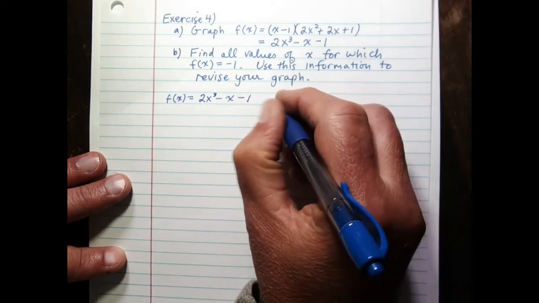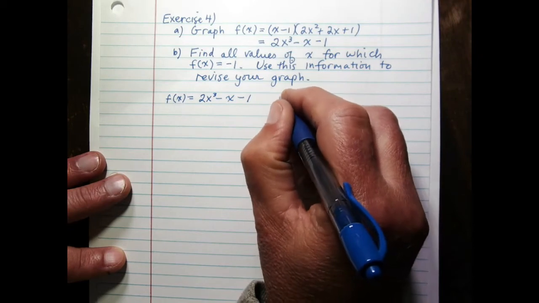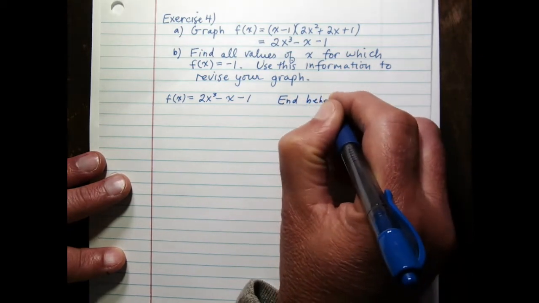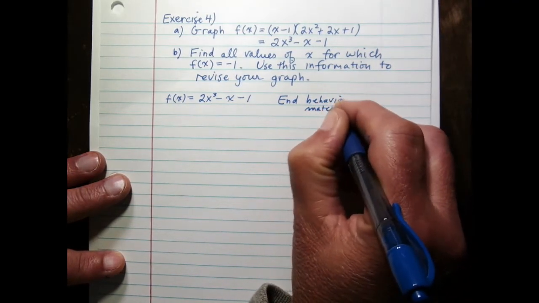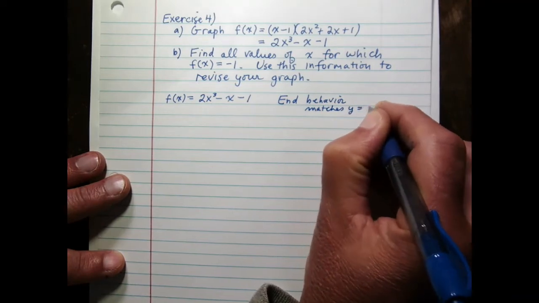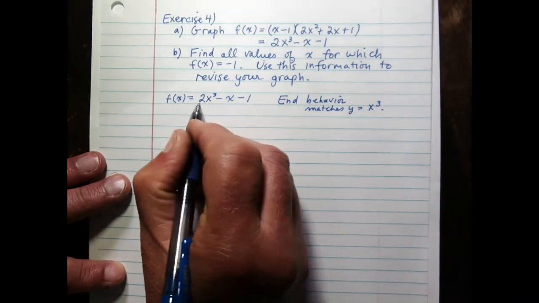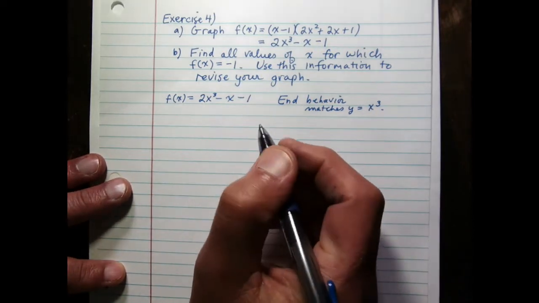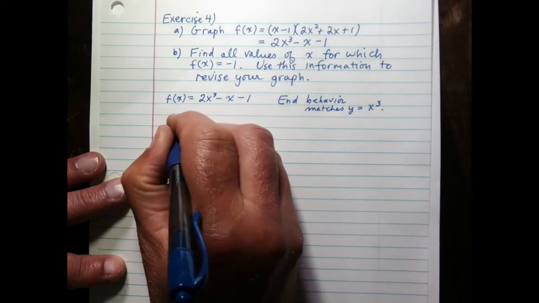Since it's multiplied out, of course we know it's of degree 3, and we know the end behavior matches y equals x cubed, because that leading coefficient is positive 2, right? And what do we know about zeros?